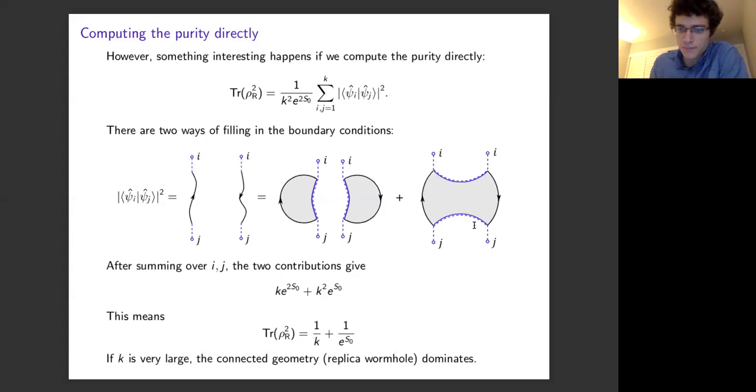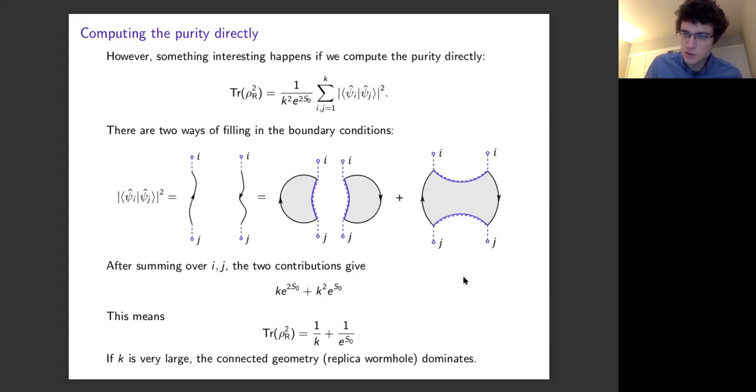Let's now look at the second term. When we connect j with j, we get one index loop here, and another index loop there. So we get k squared, but there's only one topological disk, so we get k squared times e to the S naught. So that's the answer that gravity gives for this sum. When we divide it by the normalization factor out front, we find trace rho squared is equal to 1 over k plus 1 over e to the S naught. The first term comes from this, and the second term comes from the connected geometry.